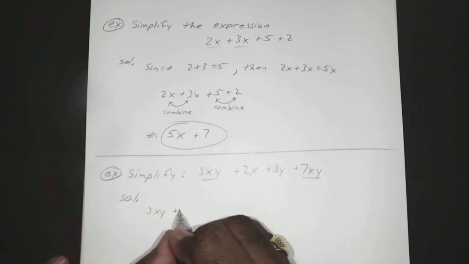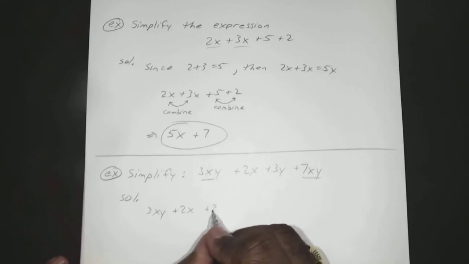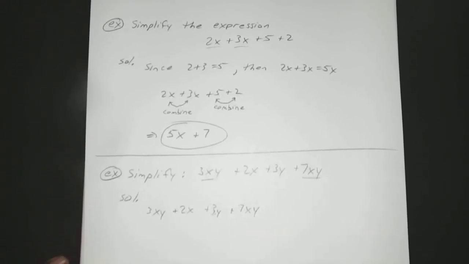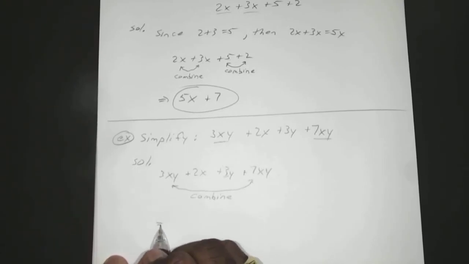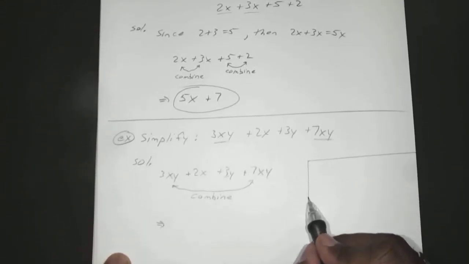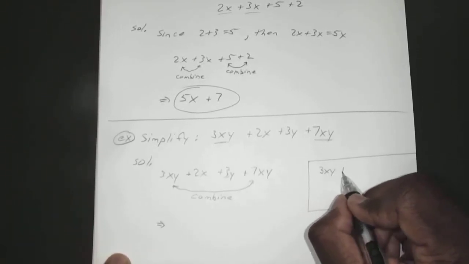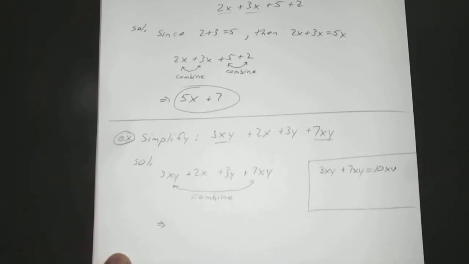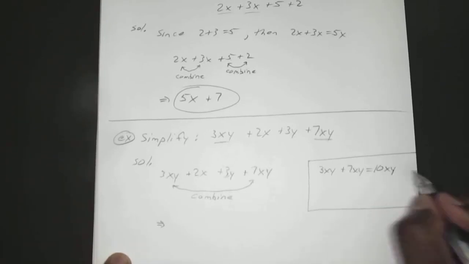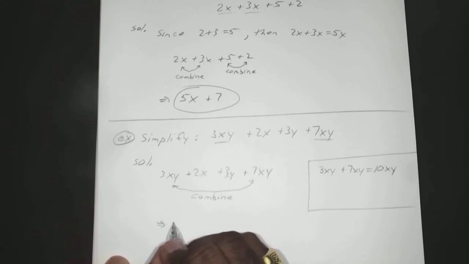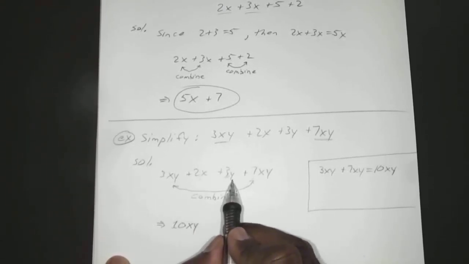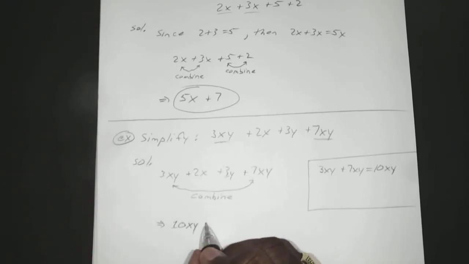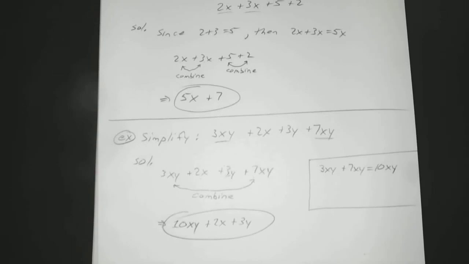So you have 3xy plus 2x plus 3y plus 7xy. You can only combine those two, which gives us 3xy plus 7xy equals 10xy. So that gives us 10xy plus 2x and 3y. You don't have the same variable, so you can't combine those. So they really just stay the same. 2x plus 3y. Okay, so that would be your simplified answer for that one.